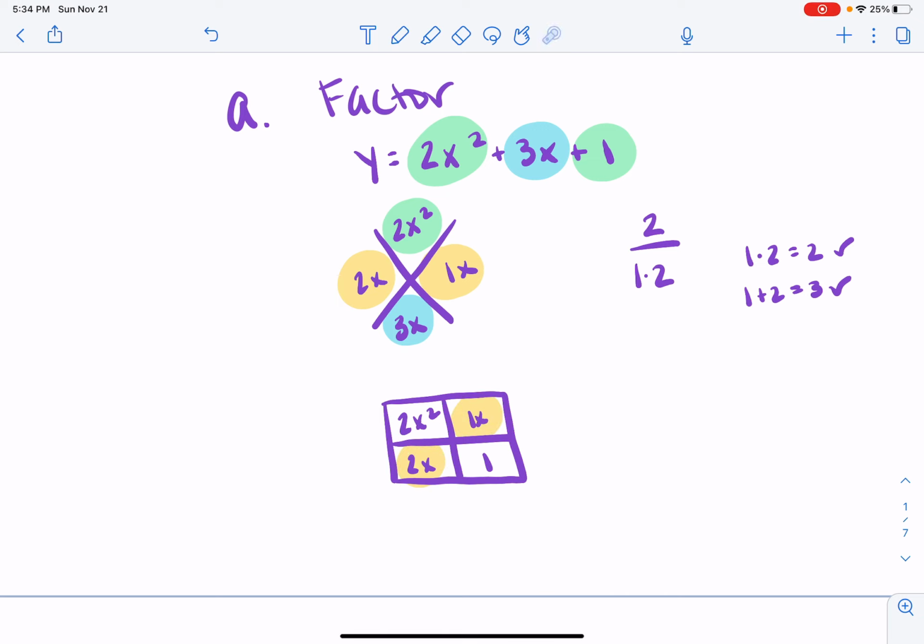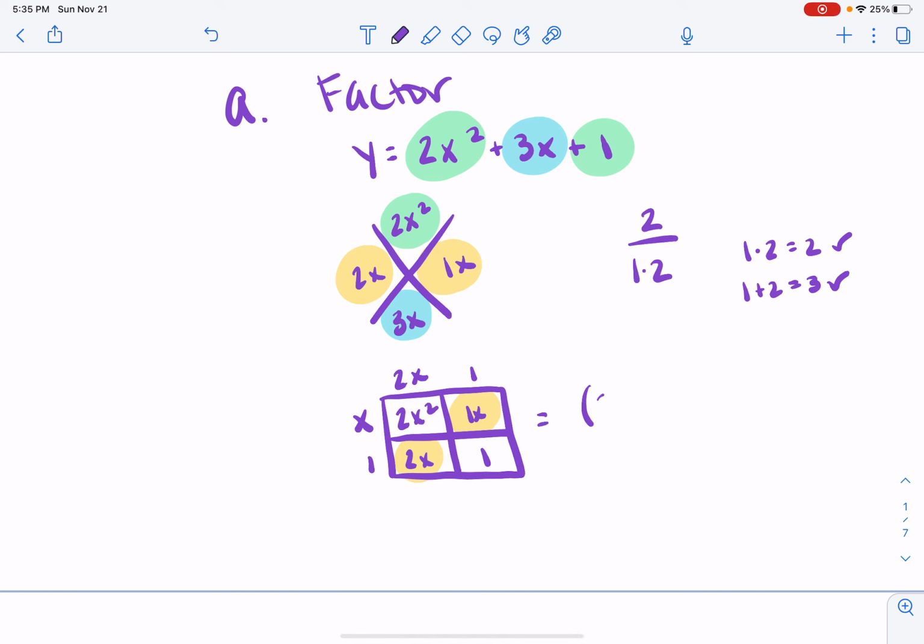Okay. So now let's think, what do 2x squared and 1x have in common with factoring? I think I could take an x out of both of those. So x times what gives us 2x squared? That would be 2x. And then x times what gives us 1x? That would just be a 1. 2x times what gives us 2x? That's just 1. And 1 times 1 is 1. So that all works out. So I know that this is 2x plus 1 and x plus 1.